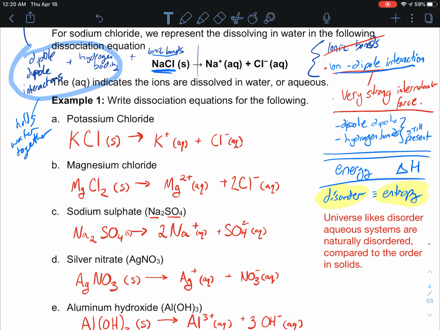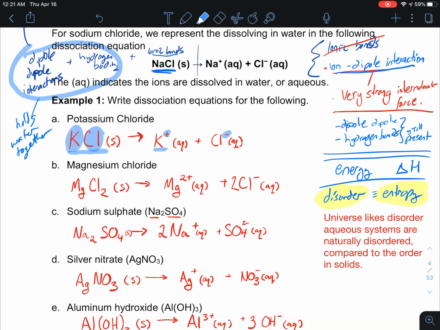Okay, so the first thing we need to be able to do is write these dissociation equations. When writing a dissociation equation, you're going to take your ionic salt. You're going to think about identifying the metal and the non-metal that make up that salt, and then separating those out and remembering the charges that you would expect for each of them.